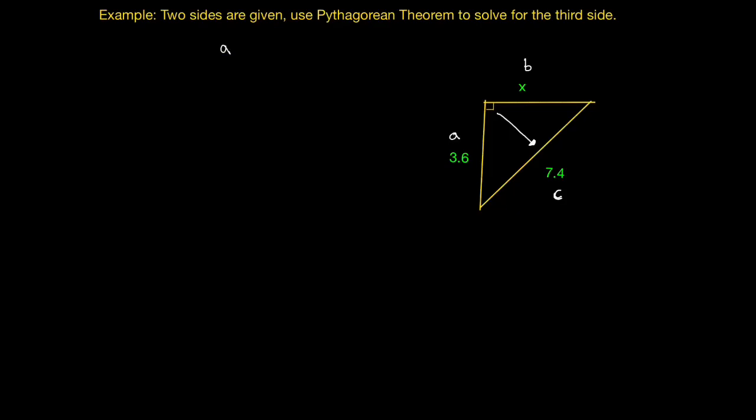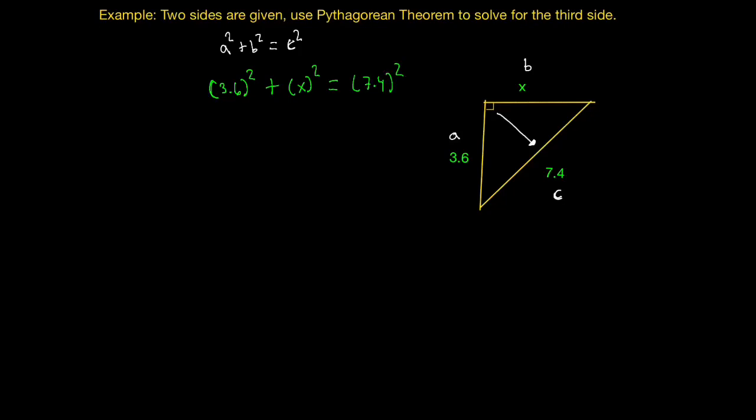So let's go ahead and write the general equation of Pythagorean Theorem, a squared plus b squared equals c squared. And now let's apply the correct substitutions. So a is 3.6 this time. So we get 3.6 to the second power. And we're going to add b. And b is denoted by x this time. So we get x squared equal to c squared, and c is 7.4. 7.4 to the second power.